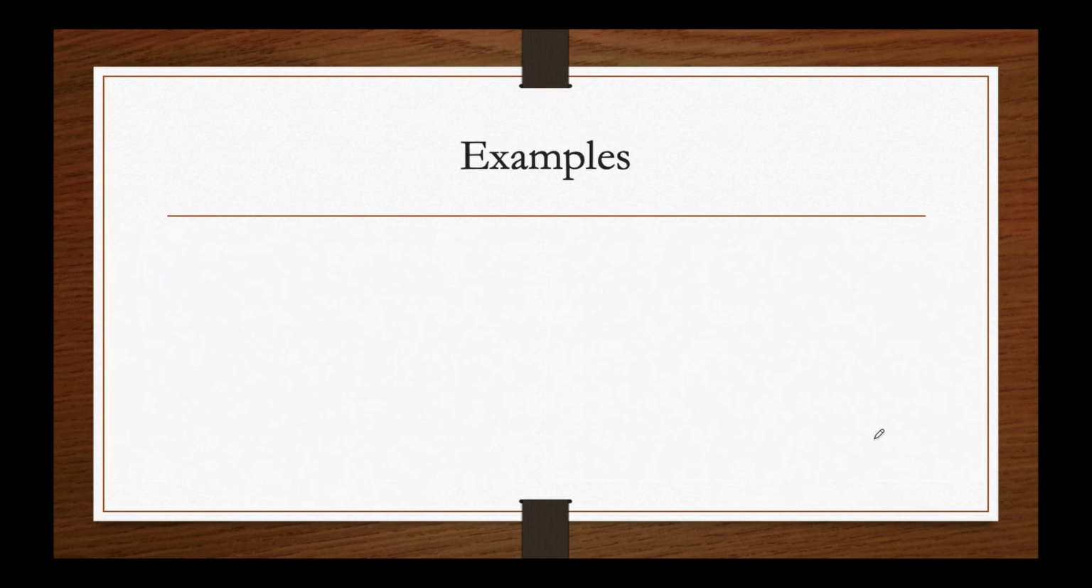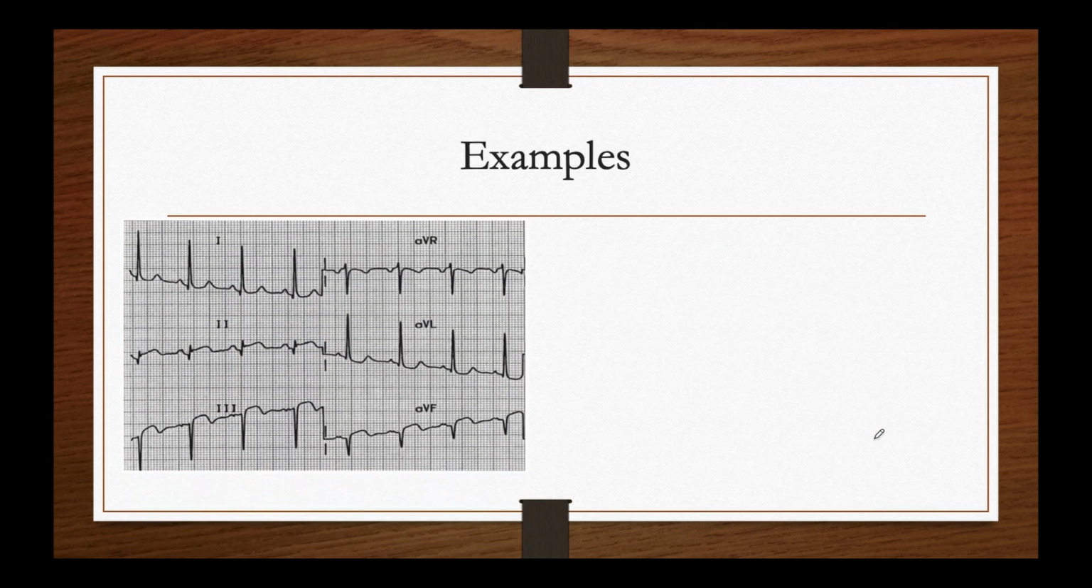Let's look at more examples. In this other example, what do you see in standard lead 1 and AVF? You can pause it and just look at it. In standard lead 1, we find that there is a positive QRS complex, and there is a negative QRS complex in AVF. And what does this tell you? This one tells us that there is a left axis deviation, pointing to a possible left ventricular hypertrophy.